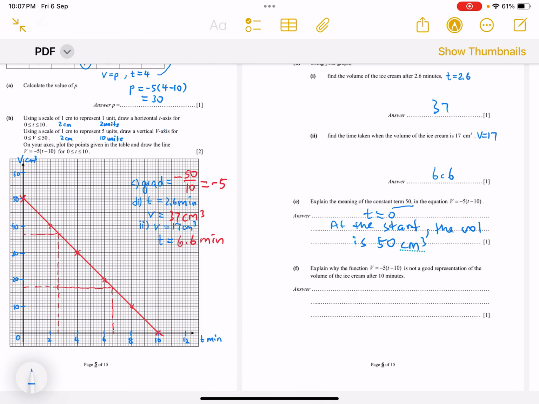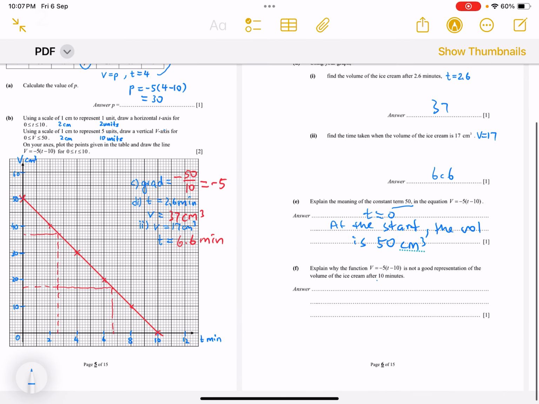Now they ask what happens after 10 minutes. After 10 minutes, the volume is negative. Therefore, the graph cannot be used. It's not a good representation.